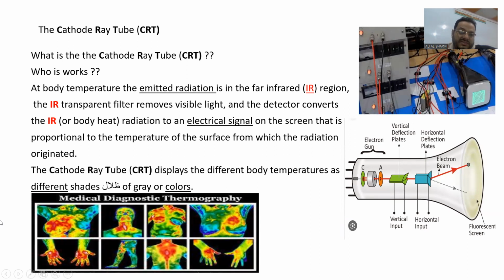And the detector converts the IR, infrared or heat radiation from the body, to an electrical signal on the screen that is proportional to the temperature of the surface. Here we have a strong relation between the electrical signal and the temperature of the surface of your body. For example, by using the electrical signal, we can note how much temperature is in this part. That means the electrical signal here will be our evidence of the surface from which the radiation originated. The cathode ray tube displays the different body temperatures as different colors, like illustrated here.